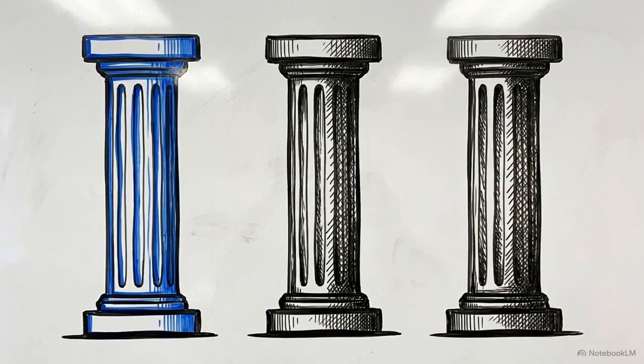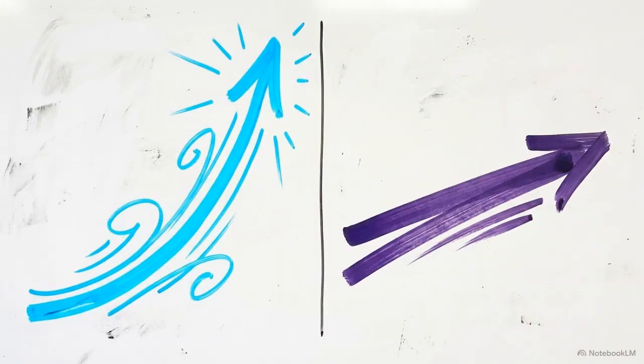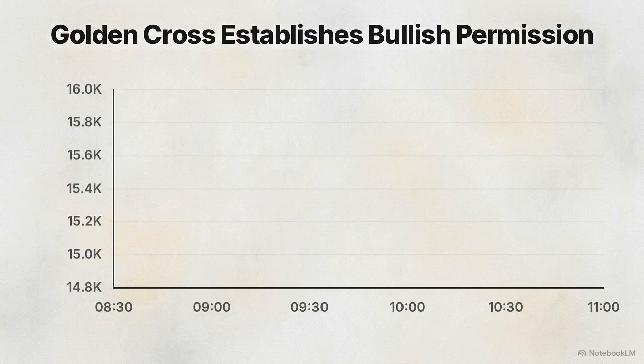The first step in our sequential filter is establishing the technical bias. We need mathematical permission to look for a trade in a specific direction. We determine this bias by applying two specific moving averages, the 21-period and the 100-period exponential moving averages, or EMAs. Watch this chart as we overlay those two indicators.